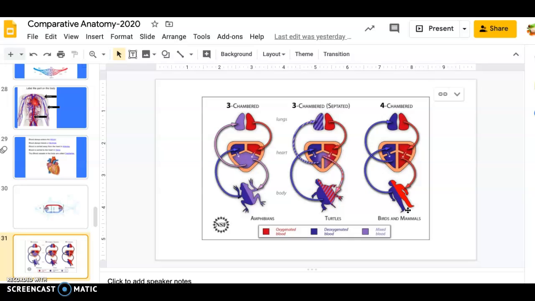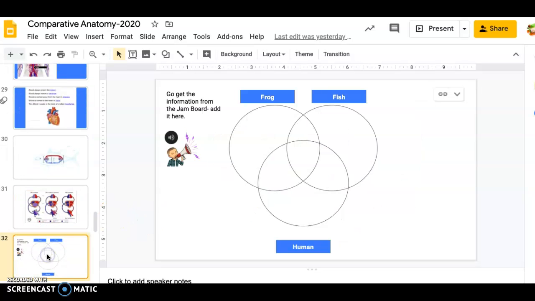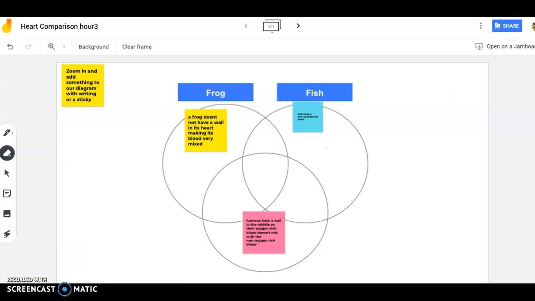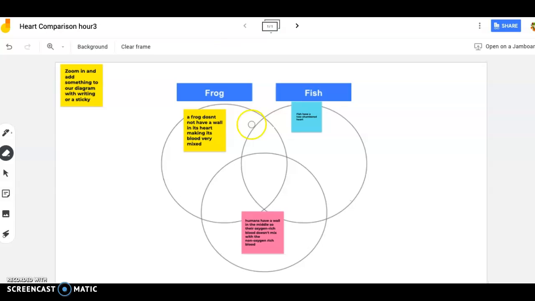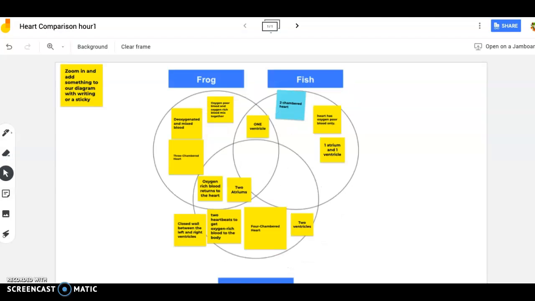Then I asked you guys to go onto a Jamboard, which looked exactly like this, and go ahead and input some information after you watch that video. And then it is good to take that information and put it back in your notes. And I'll just show you a few of them. So here's one hour. I feel like it's definitely a little bit lacking. You only have 3 things on here, right?